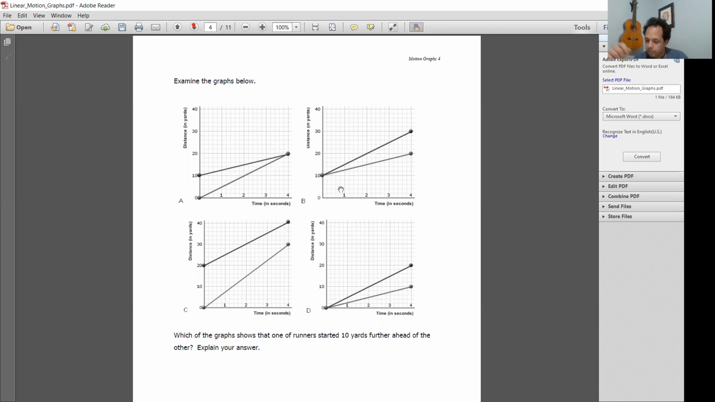On this one, the answer is A. Why is it A? Because one started at 0 and one started at 10, so they're 10 yards apart. These two started at the same spot. These two start at 20, that's 20 meters. This one, they both started at 0. So this is the answer, 10 in there. I hope you got that right.